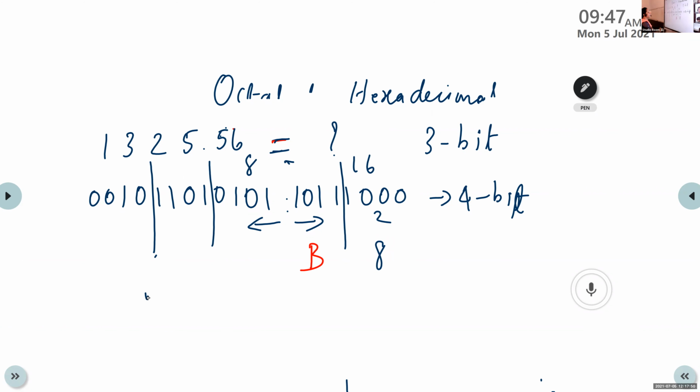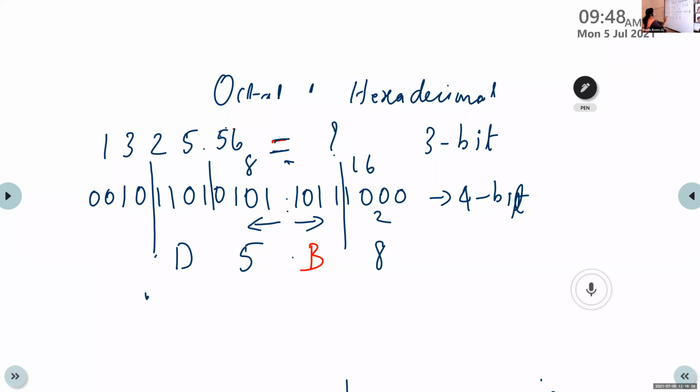What about 0, 1, 0, 1? Tom, complete the answer. 2D5. What is 0101? 5. Then what about 1101? D. Vinayak, what is 1101? D.